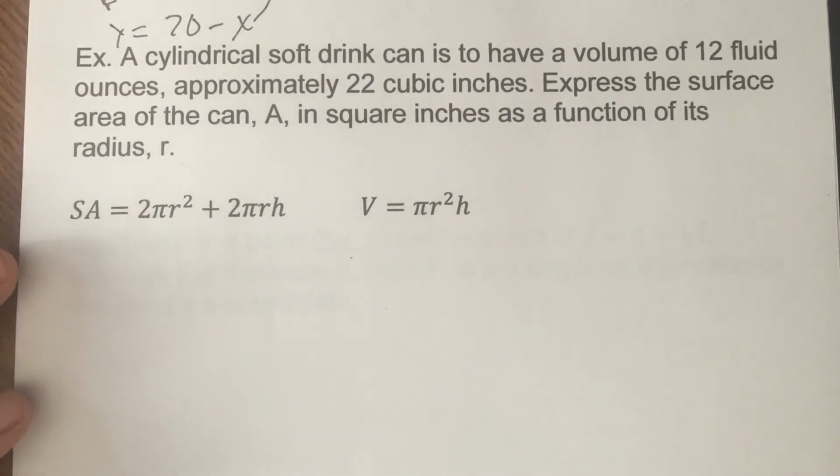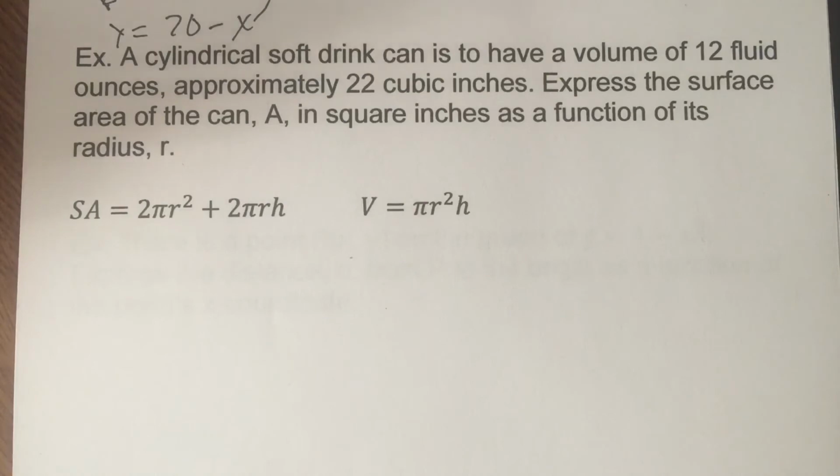Now, a cylindrical soft drink can is to have a volume of 12 fluid ounces, approximately 22 cubic inches. So this would be like a Mountain Dew or Dr Pepper can. Pepsi can if you want to go there. Or Coke can. Either way, a pop can is what we're talking about here. So express the surface area of the can A in square inches as a function of its radius r.